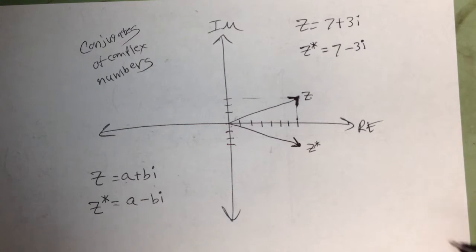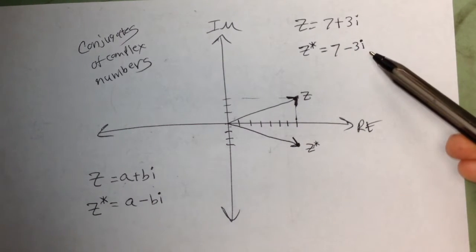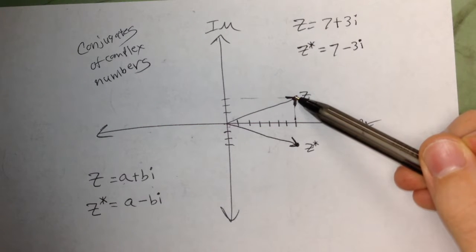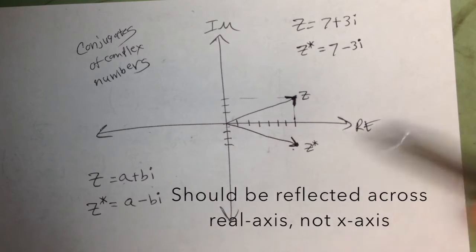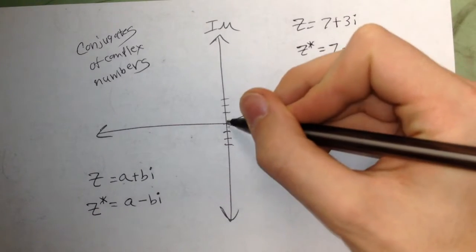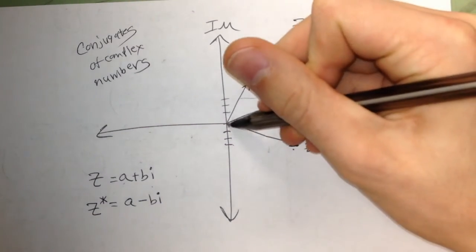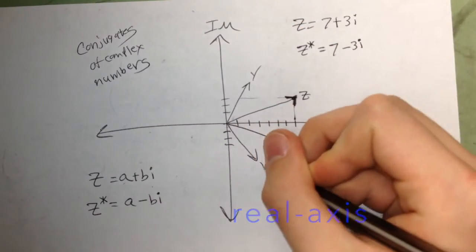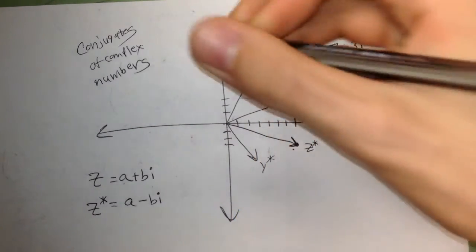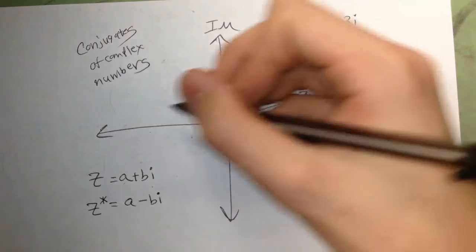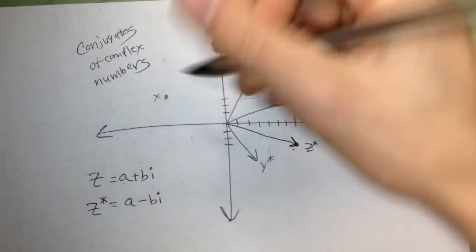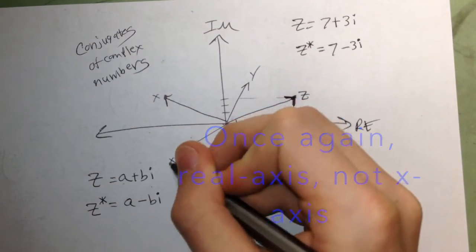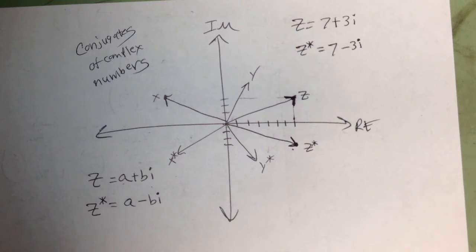And one thing that happens every time you take a conjugate is that all you're doing is reflecting the complex number across the x-axis. So if this is a complex number, then this is its conjugate being reflected across the x-axis. We'll call that y and y conjugate. And if you have, let's say, x over here, then you reflect it across the x-axis and you have x conjugate. And that's really all there is to it.